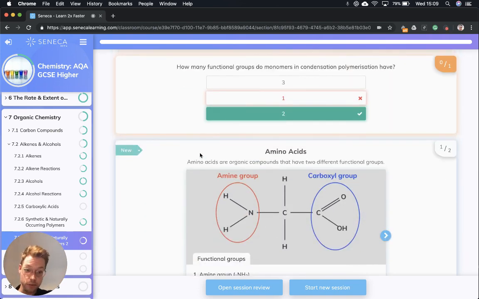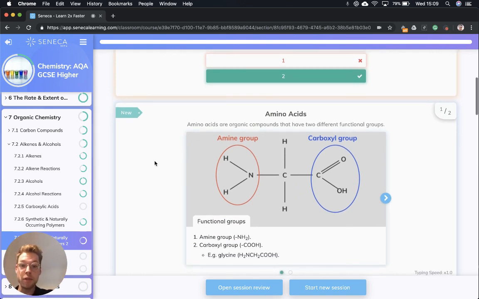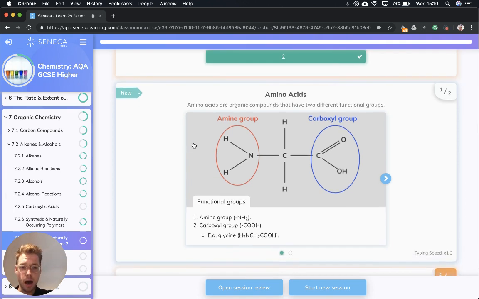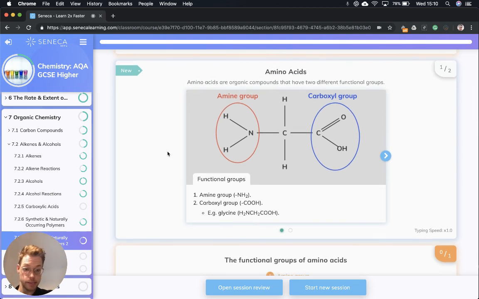So we're going to go over another example of condensation polymerization, and that's with amino acids. Amino acids are what make up proteins, which may be another episode in this series of GCSE revision podcasts, so you should probably check it out. Amino acids have two functional groups: an amine group, which is NH2, and a carboxyl group, which is COOH. The simplest amino acid is glycine, with the formula H2N-CH2-COOH, and that's the simplest of all the 20 amino acids.